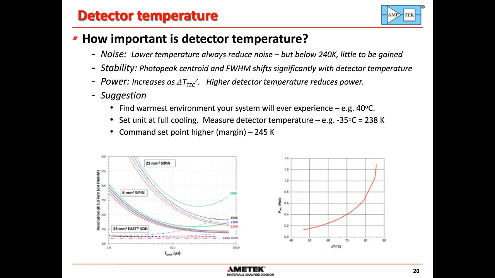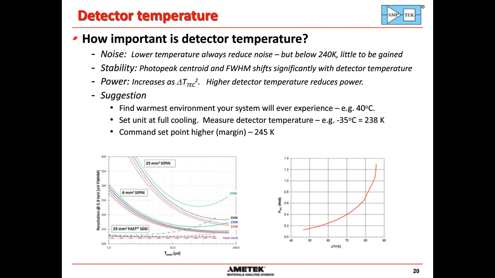Again, these plots just compare. The one on the left shows the noise versus temperature, and it really makes the point that below about 230, there's very little advantage to further cooling. You really get a lot of advantage from the stability. The other thing you get if you don't cool as much is reduced power dissipation. The plot on the right shows the power on the vertical axis versus the cooling that you have. If you don't need to run at full cooling, you will reduce power dissipation, and this can be quite important in handheld instruments.